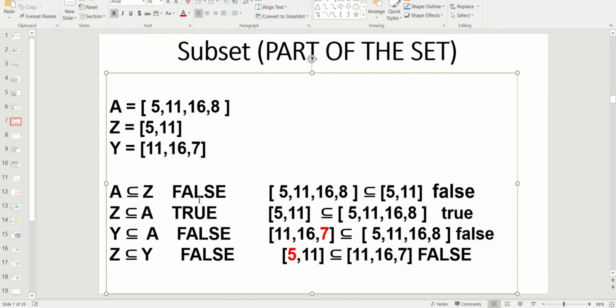What about if we reverse it? Kalau kita balik, what about it? Z here is a subset of A. This is true. How so? Kenapa? It's because 5 and 11 are actually members of the set itself. So it is true, and that's why it will become the subset.